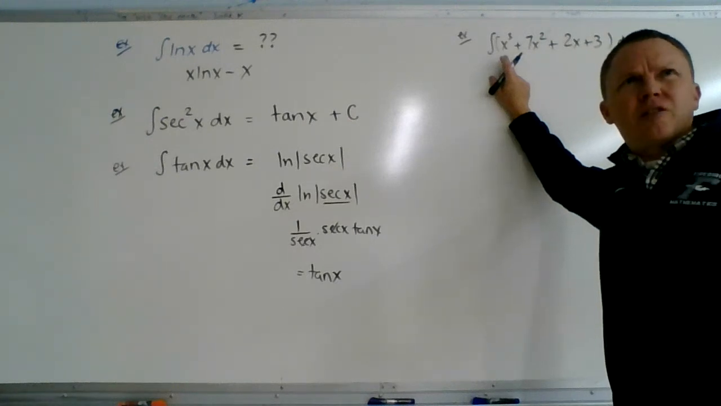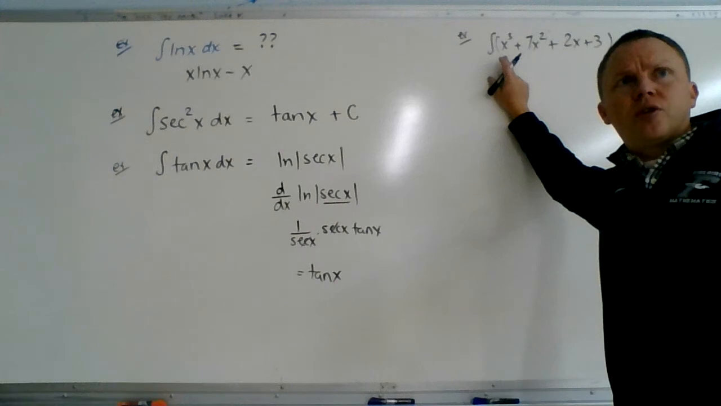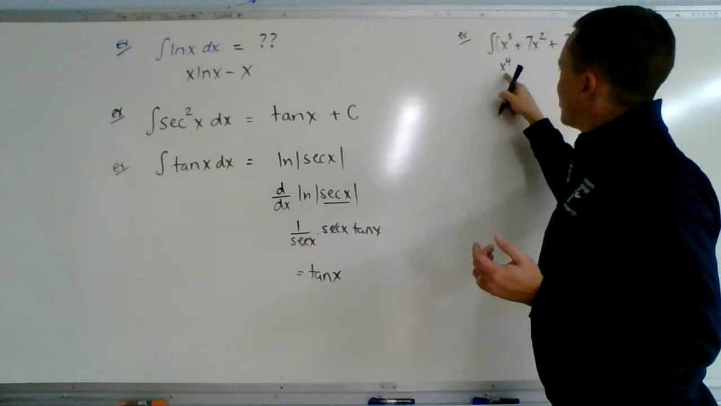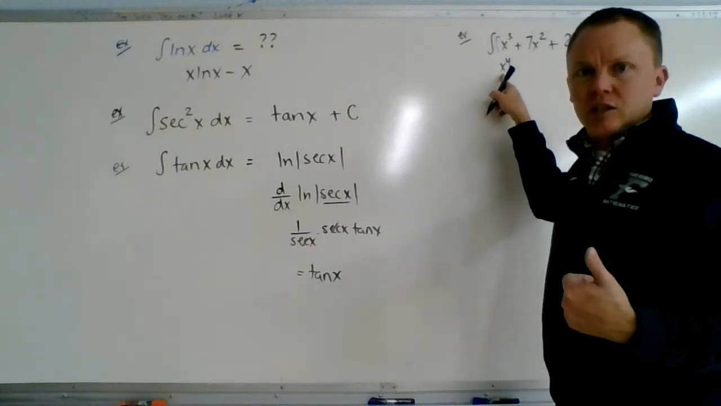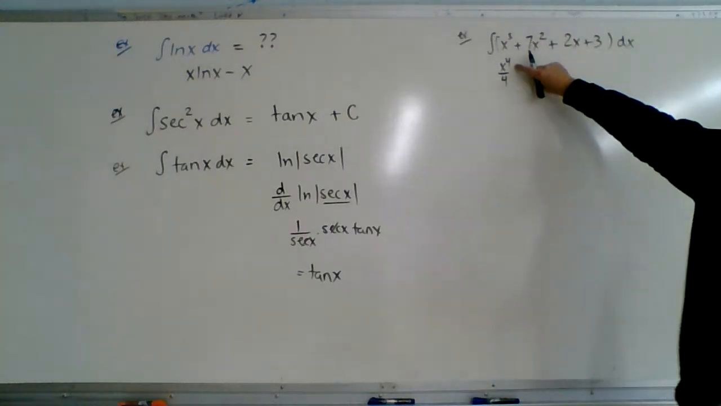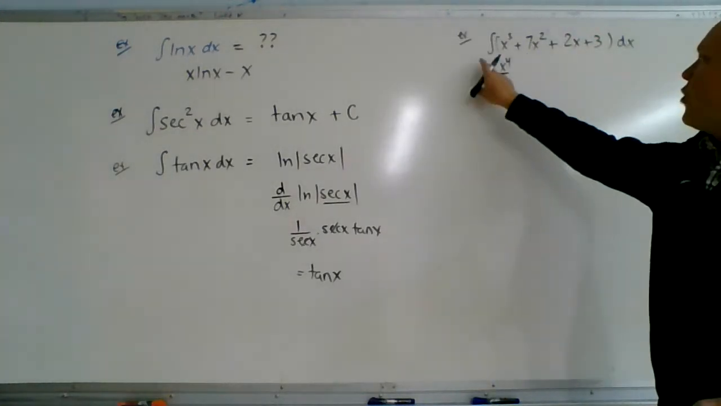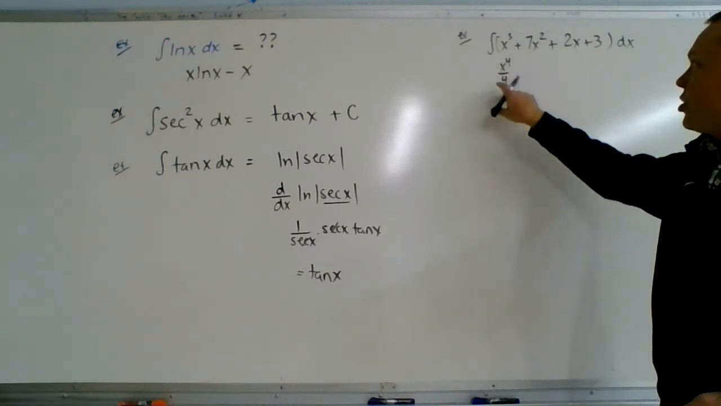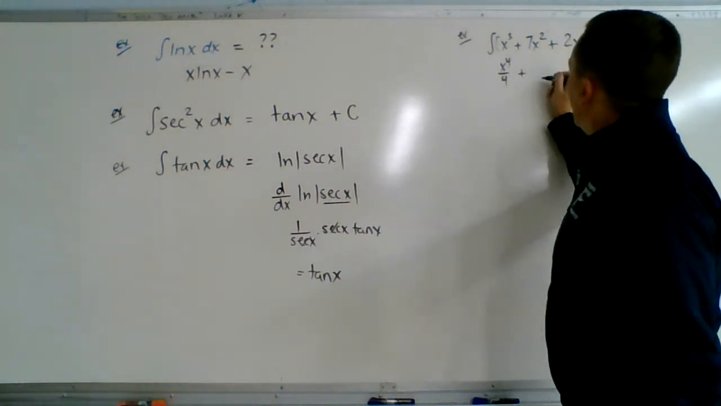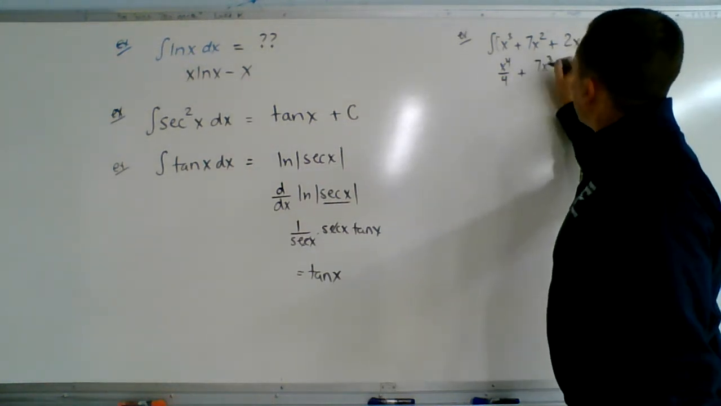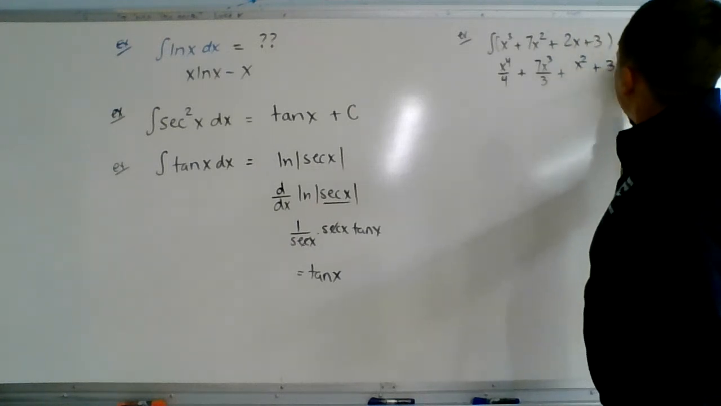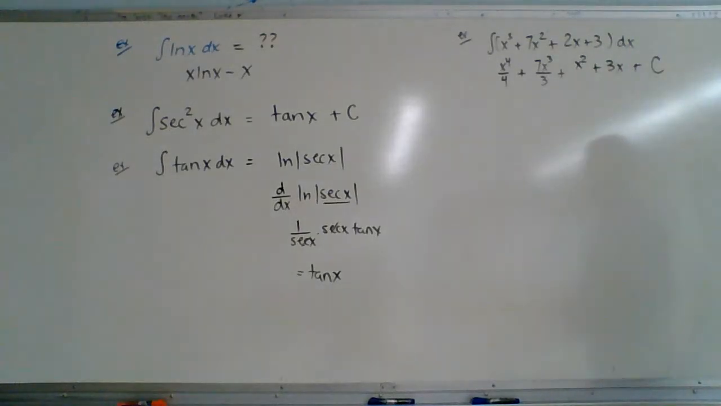Well, it's going to be x to the fourth, right? But the derivative of x to the fourth isn't x cubed, it's 4x cubed. So how would we undo that? What if I divided that by 4? Now if I took the derivative of this, I'm going to get 4x cubed over 4, and those 4's will cancel, and you'll be left with x cubed. Okay? Plus 7x cubed over 3 plus x squared plus 3x plus C.